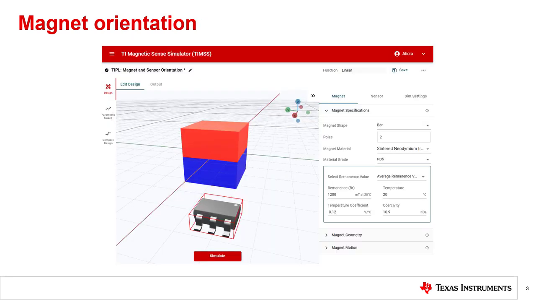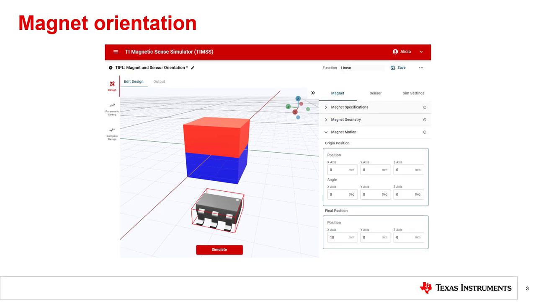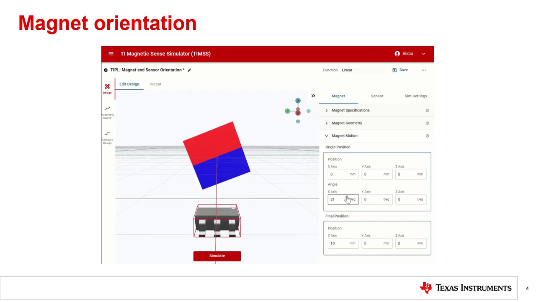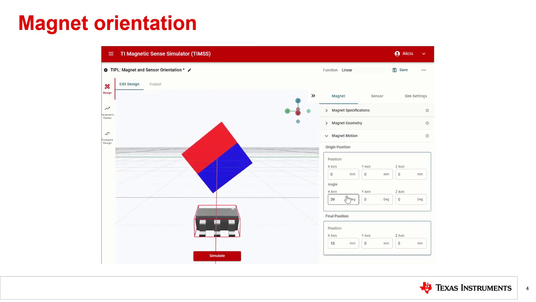To reorient the magnet, ensure that you are on the Magnet Configuration tab shown here. Next, expand the Magnet Motion section by pressing here. This will reveal the following magnet motion options. Magnet orientation is implemented by rotating the desired magnet around a specific axis. Please note that the magnet will be rotated about its center of mass.